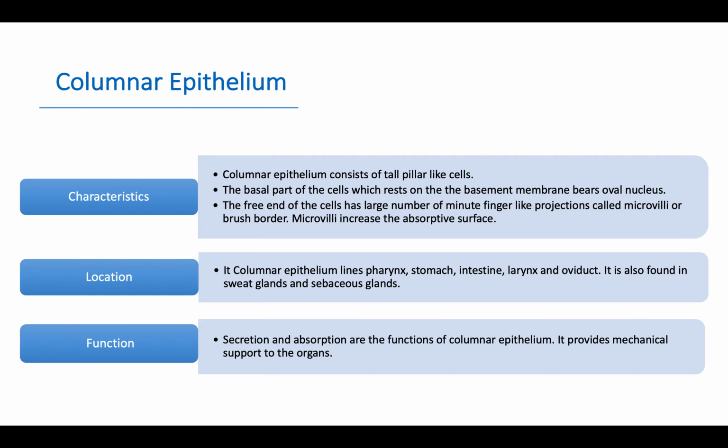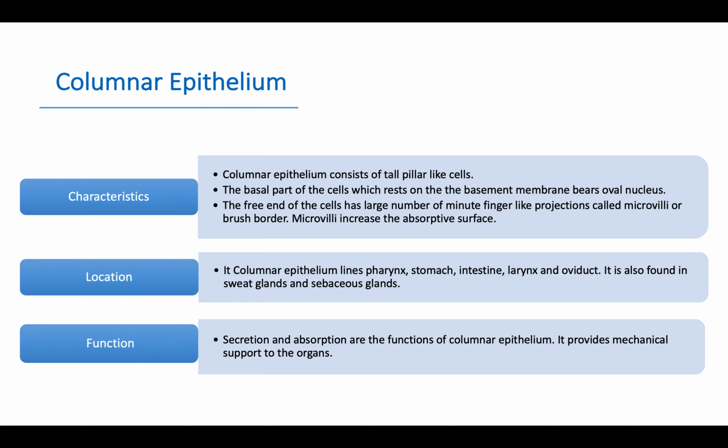Columnar epithelium. Columnar epithelium means the cells are in the form of columns or pillars. Characteristics of columnar epithelium. Columnar epithelium consists of tall pillar-like cells. The basal part of the cells, which rests on the basement membrane, bears an oval nucleus. The free end of the cells has a large number of minute finger-like projections called microvilli or brush border. Microvilli increase the absorptive surface.